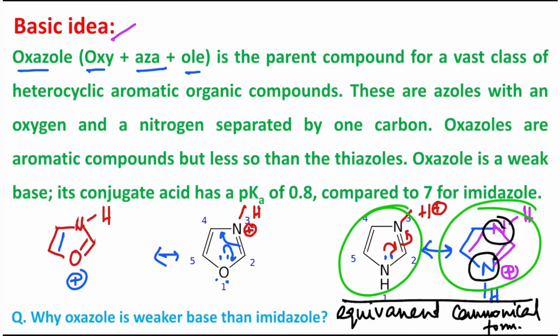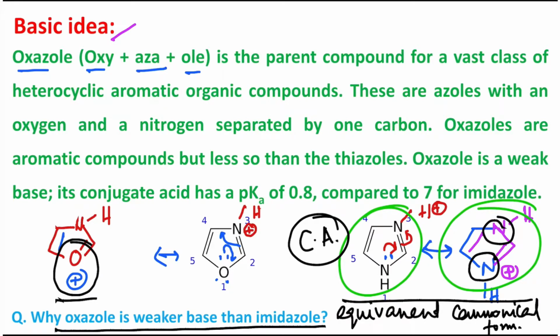So in this case the conjugate acid is more stable. The conjugate acid after protonation is more stable compared to that of oxazole, because in oxazole the positive charge is coming on the oxygen atom, which is relatively more electronegative. If the electronegativity is more, oxygen is reluctant to hold the positive charge on itself. So that's why oxazole is a relatively weaker base compared to imidazole.